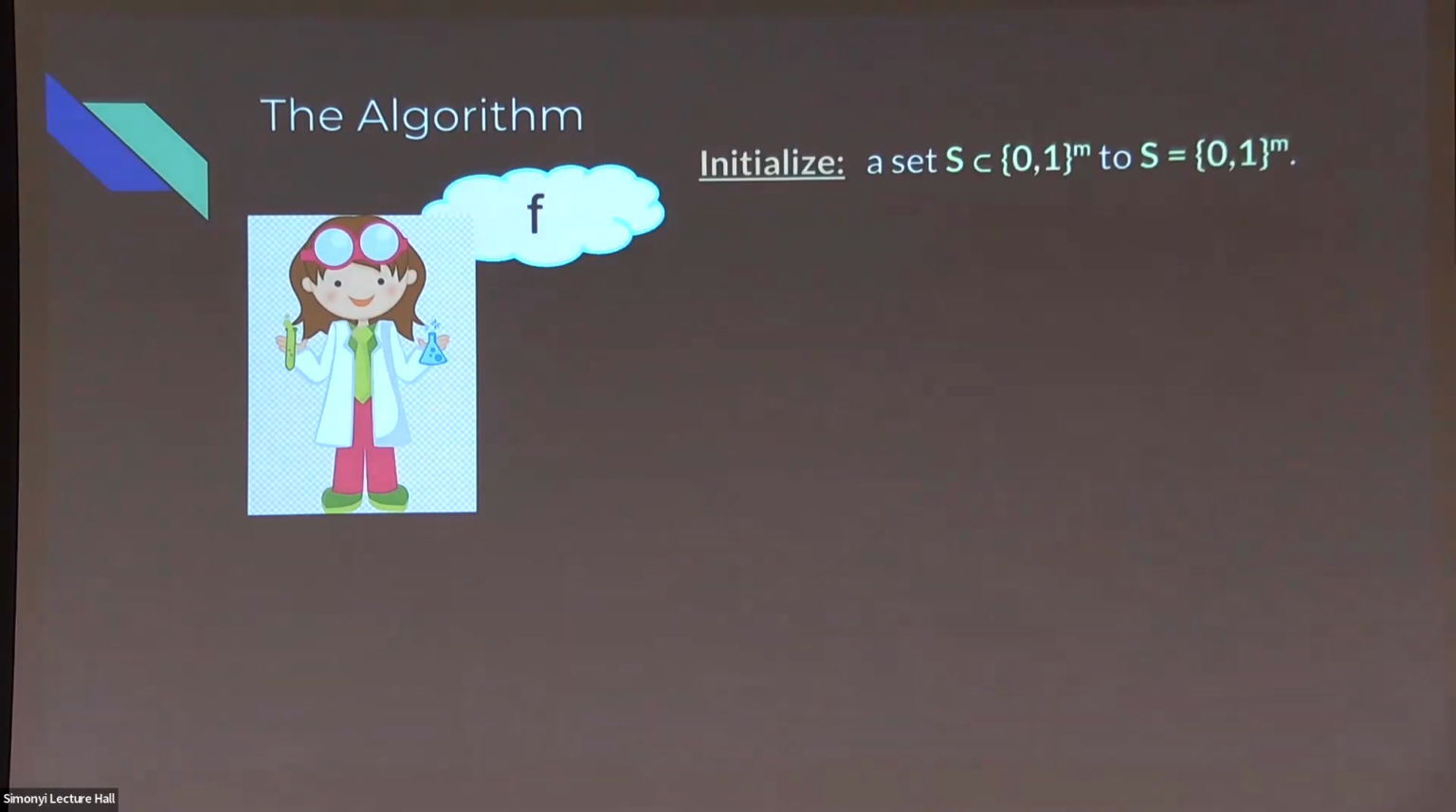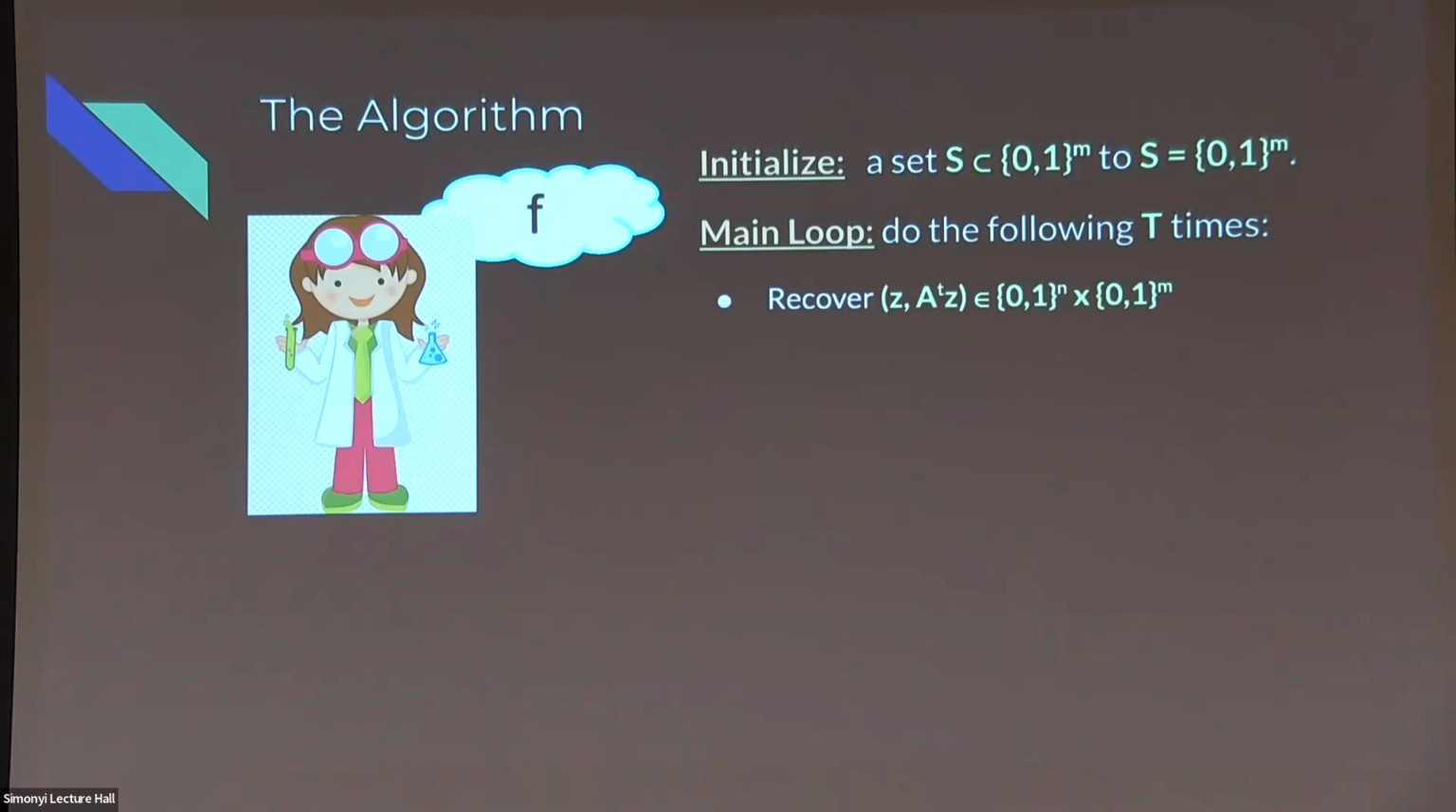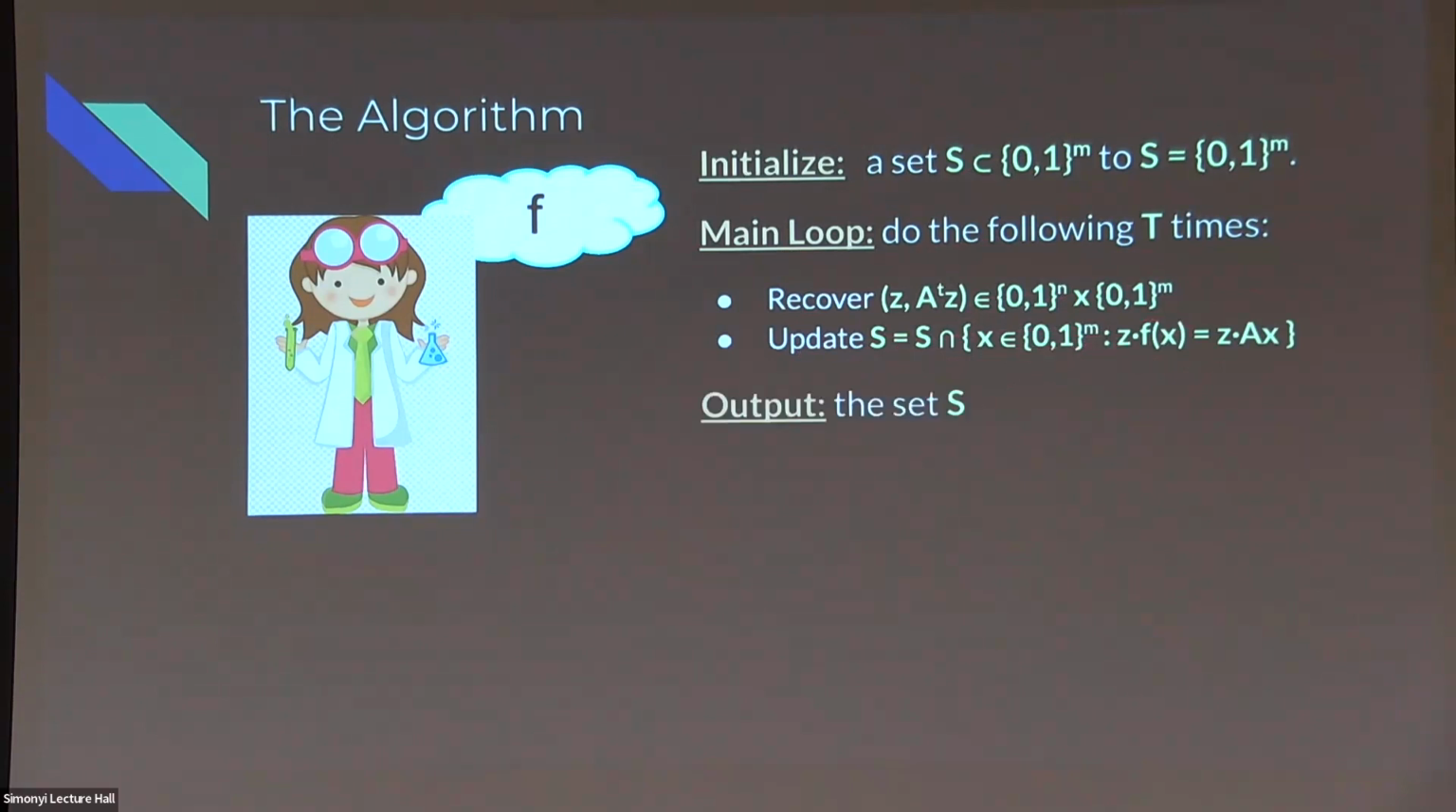Okay, and this is just a type of greedy algorithm where you initialize S to be the entire domain, and you do this main loop t times, where t is some number we'll pick later. You basically run the one-dimensional Goldreich-Levin procedure. You recover one linear combination of the rows of A. You update the set S to remove all of the points where the linear combination that you recovered does not hold. Yeah, you keep the ones where it does hold, you remove the ones where it doesn't. And then at the end, you output the set S.